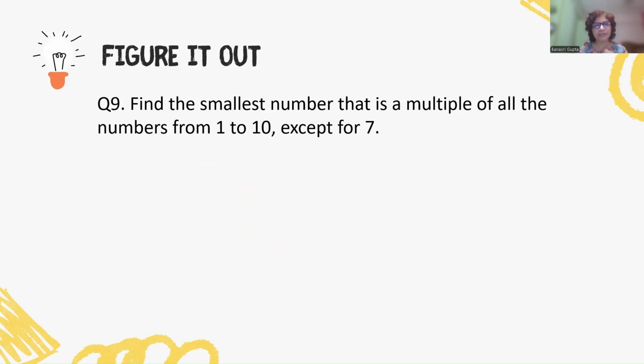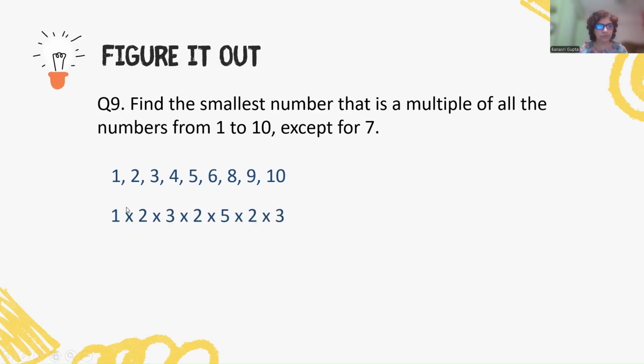Find the smallest number that is a multiple of all the numbers from 1 to 10 except 7. So all these numbers, I have not included 7 here. We need the smallest number that is a common multiple of all these numbers. So what we have to do is, we have to do 1 into 2, then 3, then for 4 we will take only 1, 2, because already we have taken 1, 1, 2. Then 5 as it is we'll keep.